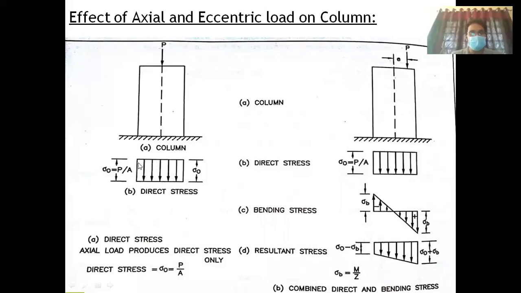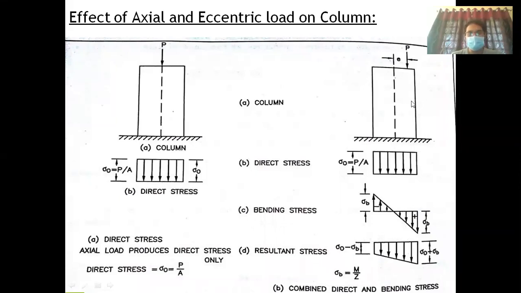Whatever the stress at the left hand edge of the column will be the same on the right hand edge of the column. That means the stresses will be the same. So when the load is passing through the center of gravity of the section, how to calculate the direct stress? Direct stress is equal to the resisting load divided by the cross section area of the member. That is how you can calculate the direct stress.